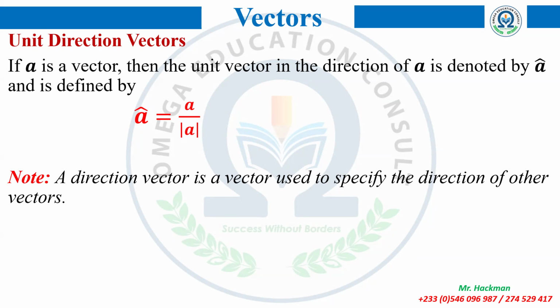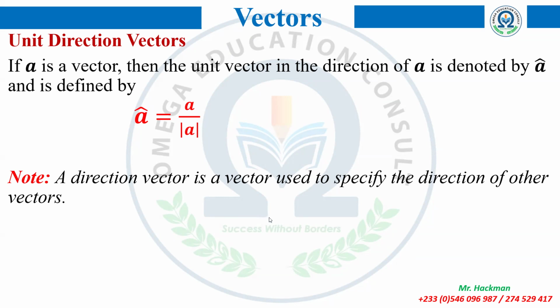If A is a vector, then the unit vector in the direction of A is denoted by A cap, or A with a hat, and is defined by: A cap will always be equal to the vector itself over the magnitude of the vector. As simple as that. You just need to know this. A direction vector is any vector used to specify the direction of another vector.